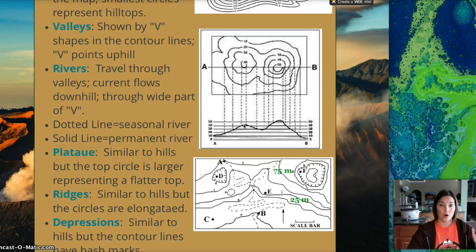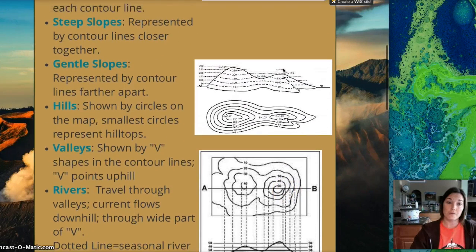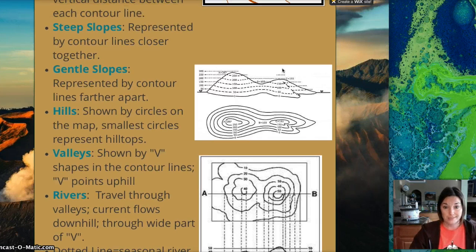Whereas if you were in it for a really avid rock climbing kind of experience, then you might want to get to the top of the mountain from side B over here on the right-hand side, because it's going to be a lot more challenging because the slope is much steeper. And I can see that by the closeness of the contour lines. So make sure you can identify a steep slope from a gentle slope.